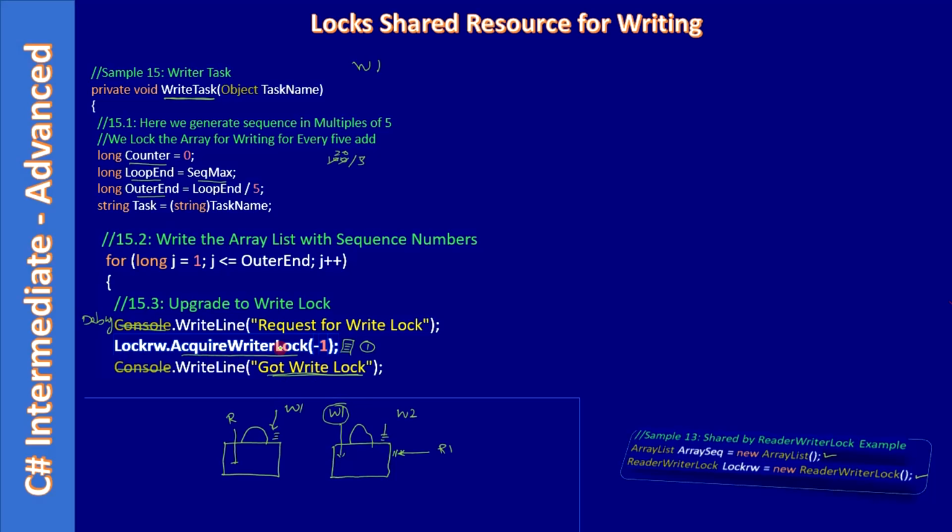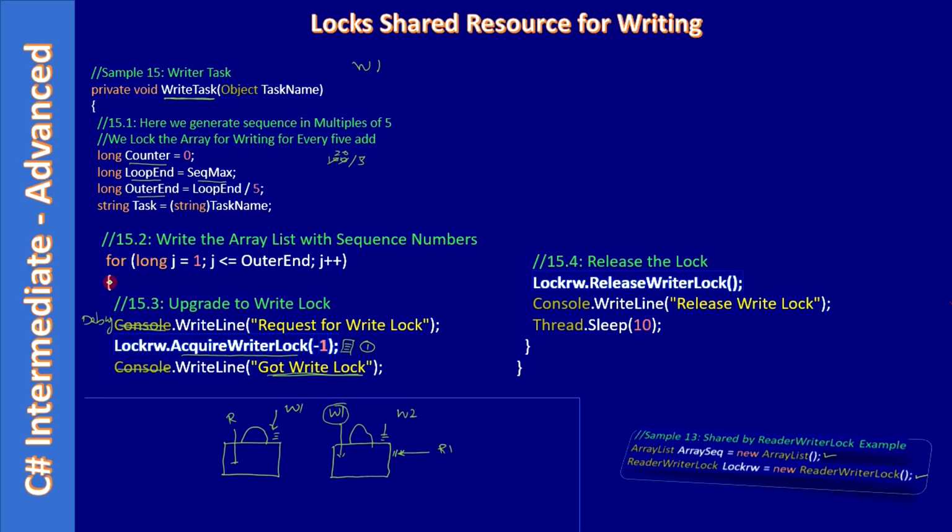So when nobody is using this lock, AcquireWriterLock will proceed. That means whoever is calling, here we are talking about W1, right? And W1 will acquire the lock. So it will acquire the lock only when the lock is free and nobody acquired it previously, whether it is a reader or writer.